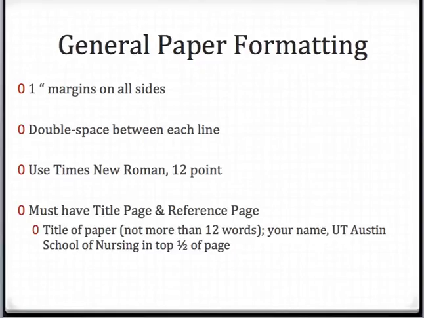There are really only about 5 or 6 key basic elements of APA formatting that are important to remember. Whatever word processing software you are using, format the document for 1-inch margins on all sides. Set the option for double spacing between each line, and set the font to Times New Roman 12 point.